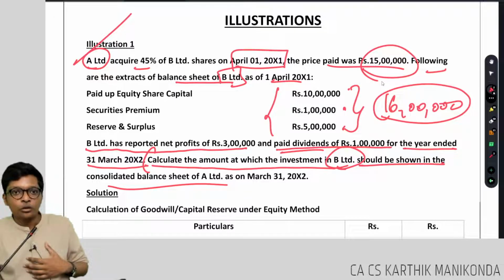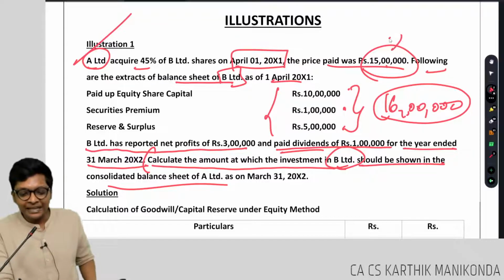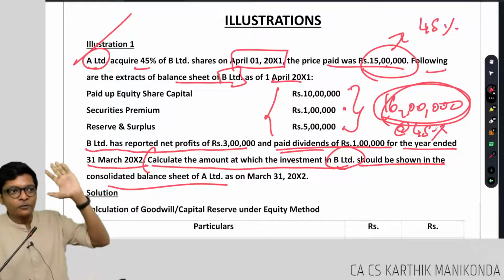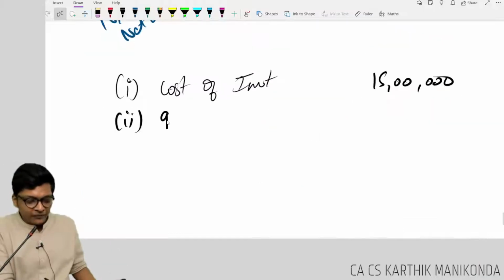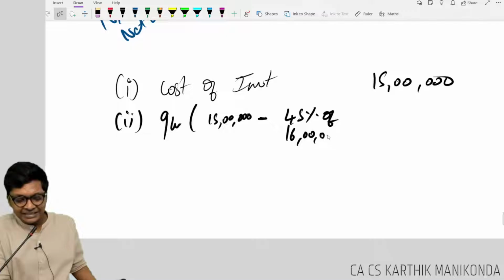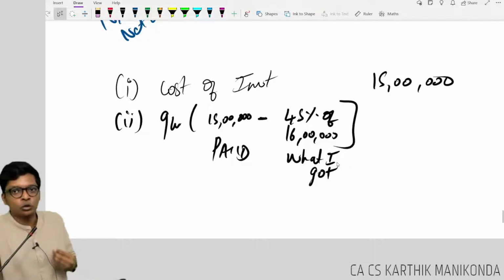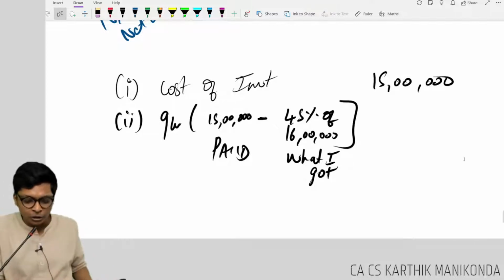Correct or wrong? Wrong. Common mistake. Can I compare 16 lakhs and 15 lakhs? No. 15 lakhs is for 45%. This also I should take at 45%. How many of you missed that? Understood? Common mistake. So my goodwill will be 15 lakhs minus 45% of 16 lakhs. Correct? What I paid versus what I got. Please don't write that in the exam, guys. If you lose marks, don't ask me. I am not responsible if you write what I paid, what I got. I am not responsible for the marks you get then.